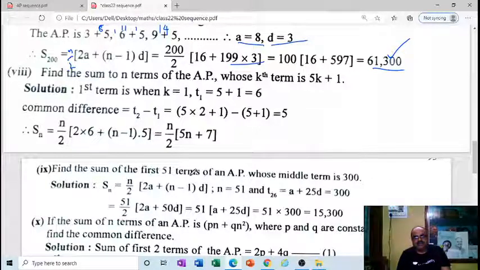N by 2 into 2a plus n minus 1 into d. So 2 into 6 plus n minus 1 into 5. The answer is n by 2 into 5n plus 7.